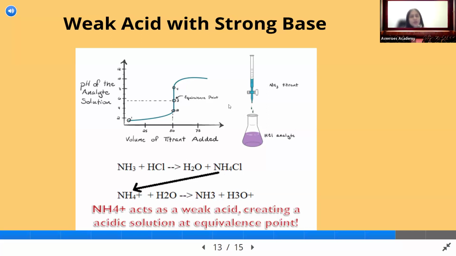So what they're doing here is adding NH3, which is the base, into HCl, which is the acid. So it's like drop by drop from the burette, it goes into the flask, and it becomes H2O plus NH4Cl. And that further dissociates into NH4+. You add water to it, and then it further dissociates into NH3 and H3O+.